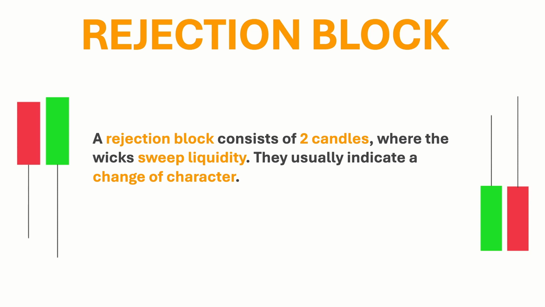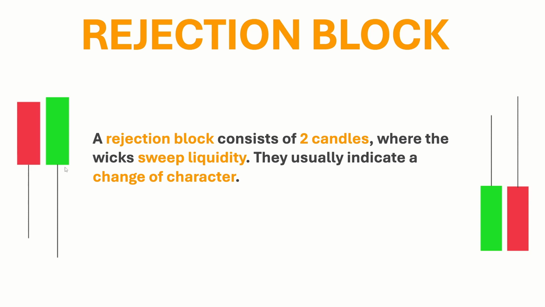A rejection block firstly consists of 2 candles where the wicks should sweep liquidity ideally. Now, it doesn't matter which wick is longer as long as the wicks do sweep liquidity. If the candles close within the liquidity, that is also fine, as the whole point of a rejection block is for it to sweep liquidity. And they usually indicate a change of character or a market structure shift. So when you do see a rejection block happen, you can be more than confident that market is reversing and we are going to head in the opposite direction.